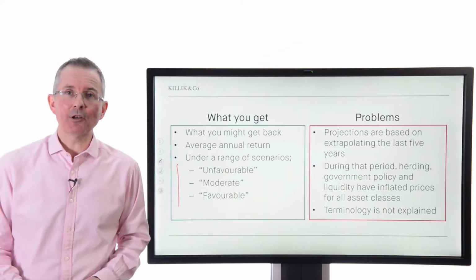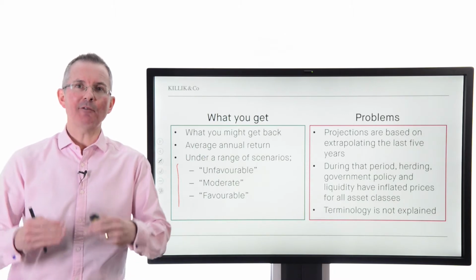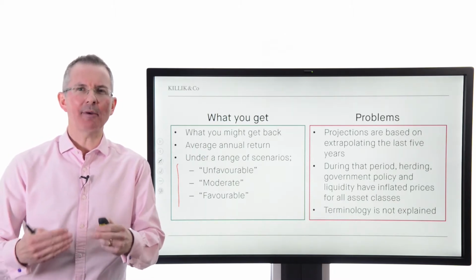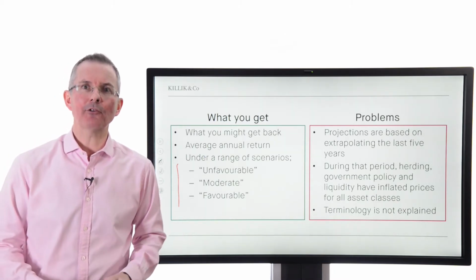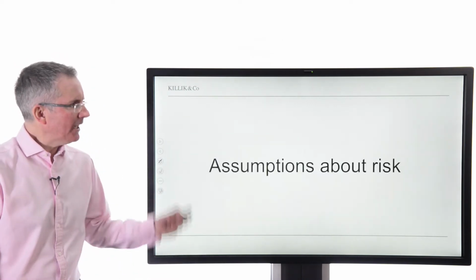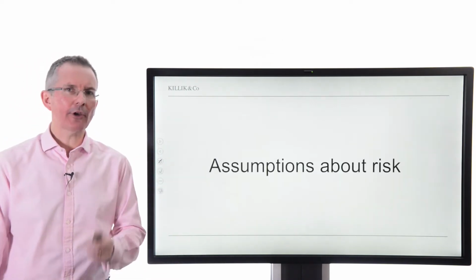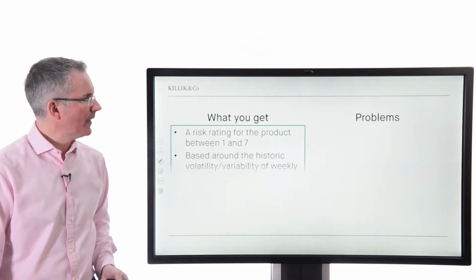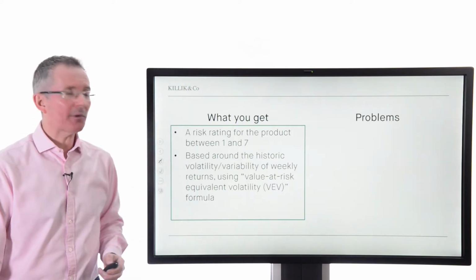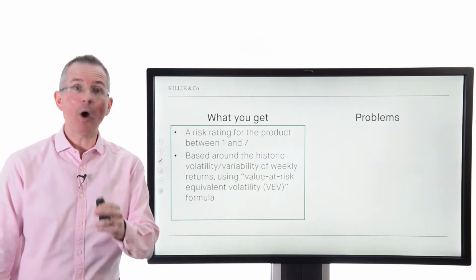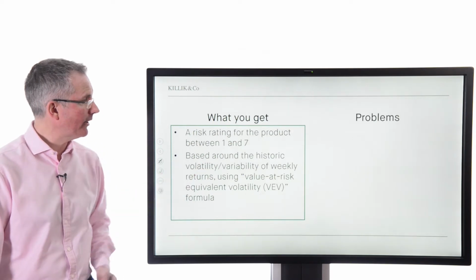And, as I mentioned, the terminology is not really explained. They're trying to be friendly and cuddly, but without really going a bit further and saying what we mean by these different scenarios. Now, the assumptions about risk. So let's take a look at that one. Number 2. Basically what you get is a risk rating for the product between 1 and 7. A worthy enough aim. Why not? All right, high risk to low risk.